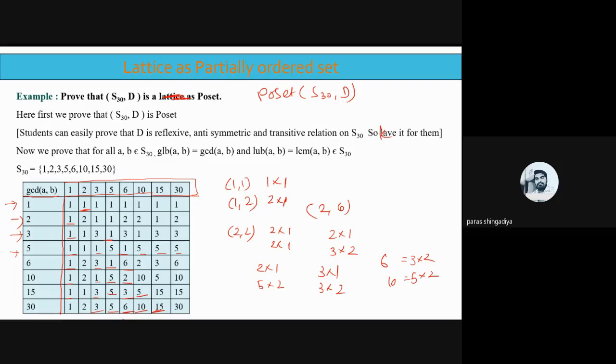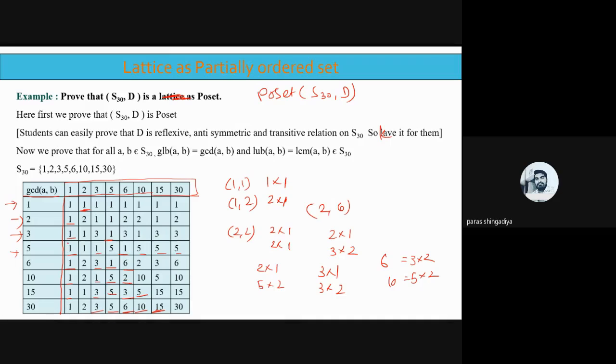Yes, remaining students, is there any doubt in this table? GCD of the two numbers that you would derive here. Okay. And now check the answer of this table. Okay? Check the answer of this table.